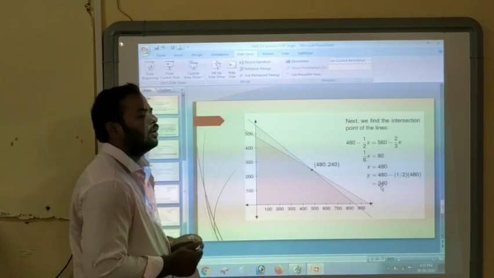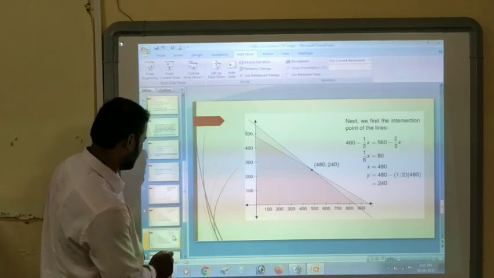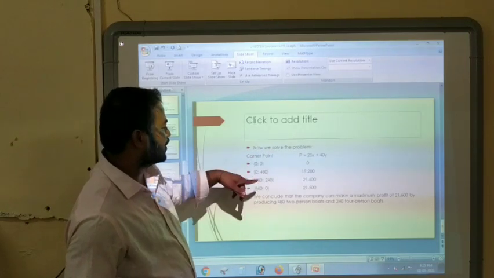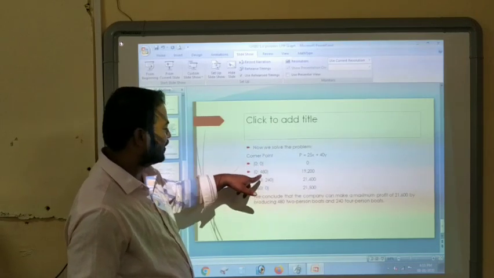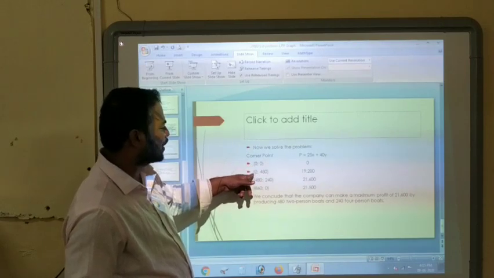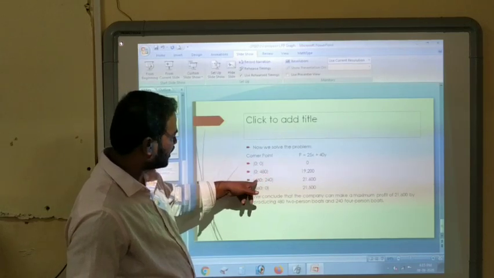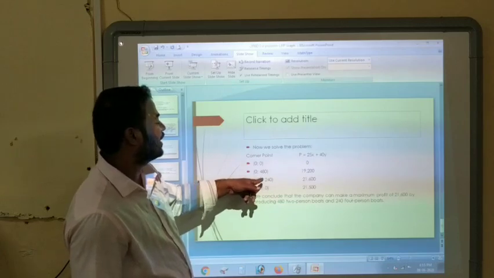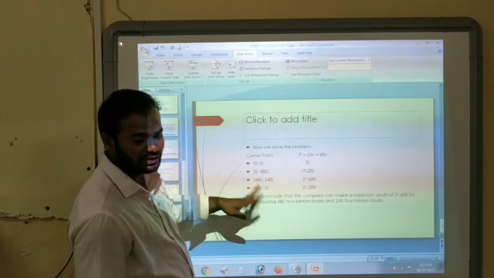Correct? Now we are going to put all these values into the objective function. Here at corner point A, x is equal to 0 and y is equal to 0. At corner point B, we have x equal to 0, y equal to 480. At corner point C, the intersection point, we have x equal to 480, y equal to 240. At corner point D, we have x value 860 and y value 0.